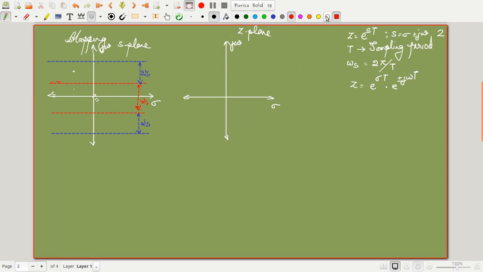Now we will write another relation here. This is the j omega axis. Here omega is varying from 0 to plus infinity, and here omega is varying from 0 to minus j infinity. I am going to take these strips of width omega s. Width omega s means that this varies from 0 to j omega s by 2, and here from 0 to minus j omega s by 2. So what is omega s by 2? It is pi by T. So this varies from minus j pi by T to 0 to plus j pi by T.